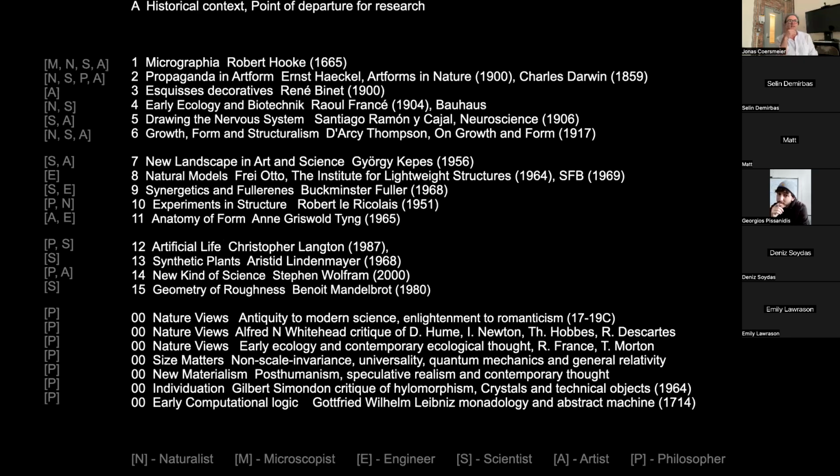One more second on this slide. You see on the bottom of the slide, basically disciplines. N stands for naturalist, M stands for microscopist, E stands for engineer, S stands for scientist, A stands for artist, P stands for philosopher. And you see that many of them actually cover several of those disciplines. It's a little bit analogous to the brain map that I showed you earlier.